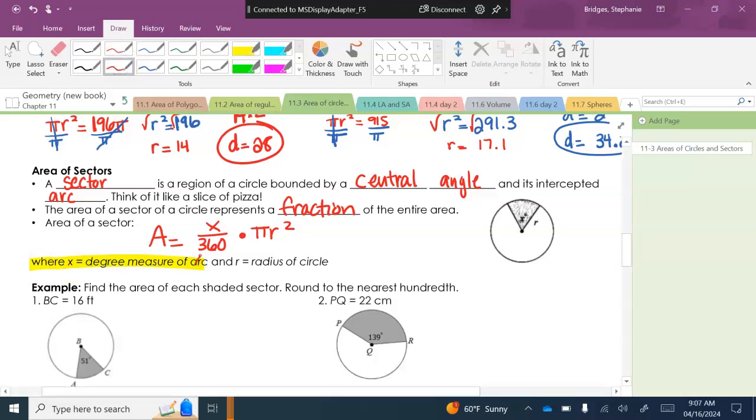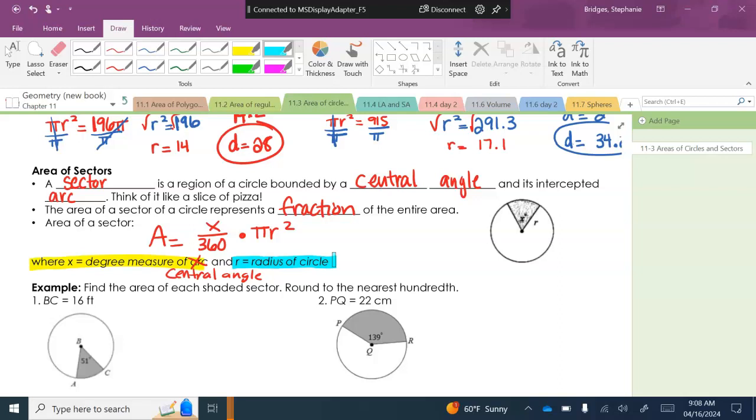That's not supposed to say arc. Scratch out arc and say central angle. Okay. And r is the radius of the circle. Okay, x is the measure of your central angle. So whatever this angle is right here. And then r would be the radius of your circle, which is one edge of your pizza, or slice of pizza. Okay, we're going to really need to use our calculators for these fractions.